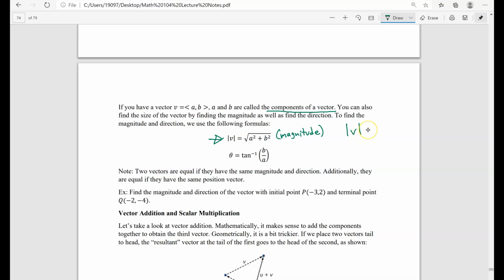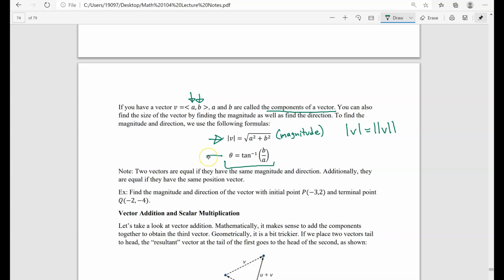Later on there might be different ways to denote magnitude. Some people will write 2 different lines to denote magnitude, so just keep that in mind. That just tells you how large this vector is. If you want to find the direction, theta is just equal to the inverse tangent of b over a, where b is kind of like the y coordinate, and a is the x coordinate if you think about it that way.